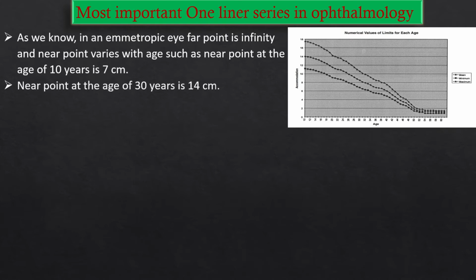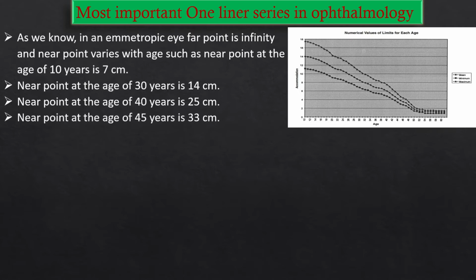Near point at the age of 30 years is 14 cm. Near point at the age of 40 years is 25 cm. Near point at the age of 45 years is 33 cm. Central depth of anterior chamber is 3 mm.